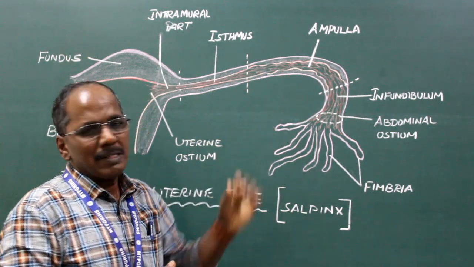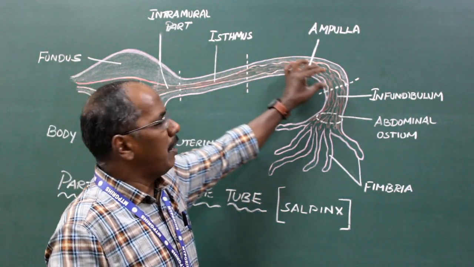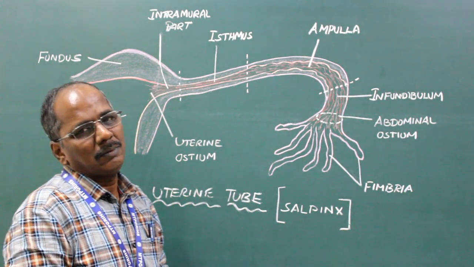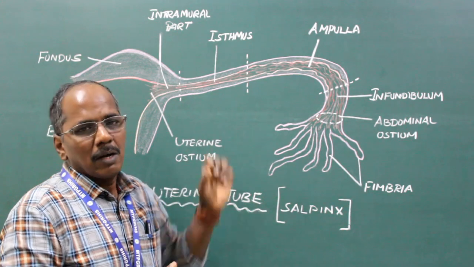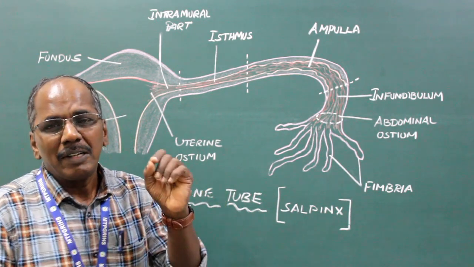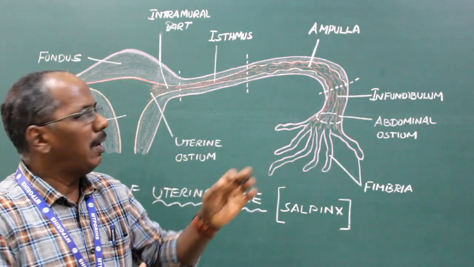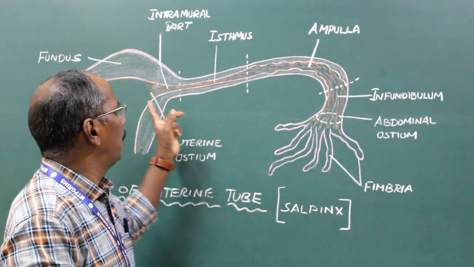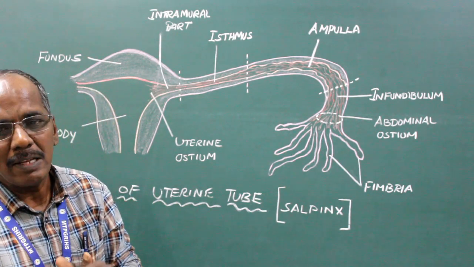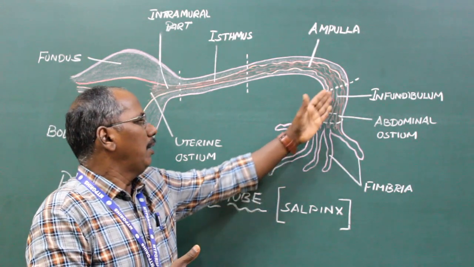Ampulla. It is the largest and widest part of the uterine tube. It is a common site of fertilization. So the fertilization takes place in the ampulla of the uterine tube. It is about 5 centimeter long.